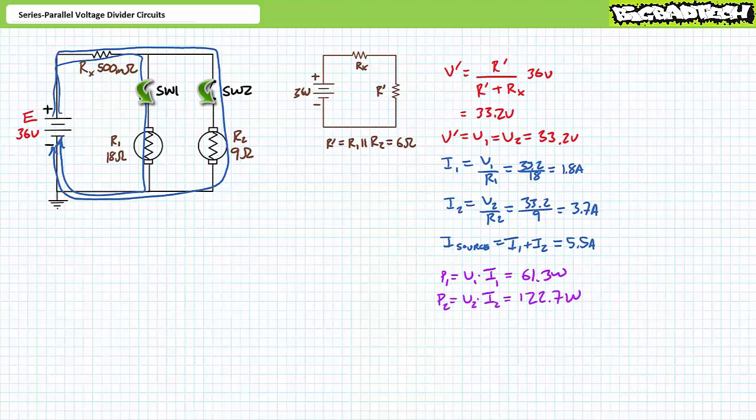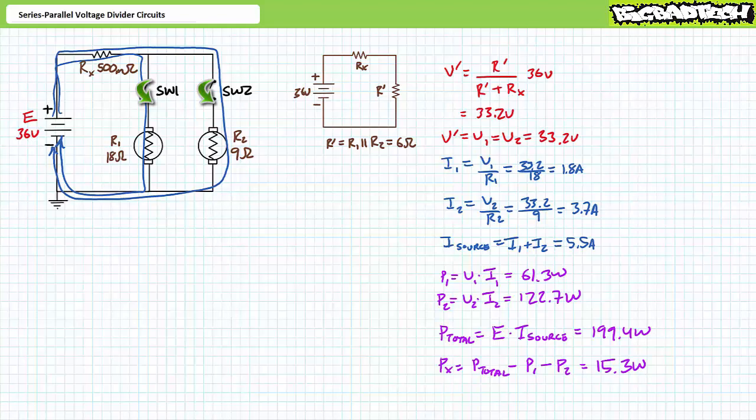Substituting our calculated values demonstrates that R2 consumes 122.7 watts. Total power equals supply voltage times source current. Substituting our calculated values demonstrates total power is 199.4 watts, meaning Px is the remaining 15.3 watts, which might be considered a loss to this system.